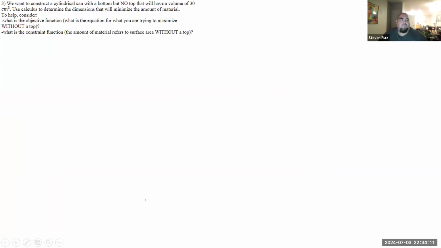All right, moving on to question 3. We want to construct a cylindrical can with a bottom, no top, okay? It'll have a volume of 30 centimeters cubed. Whenever I see these hard constraints like 30 centimeters cubed, that tells me that's my constraint. We don't usually figure out the constraint before the objective function, but that's okay. Let's go ahead and write it down.